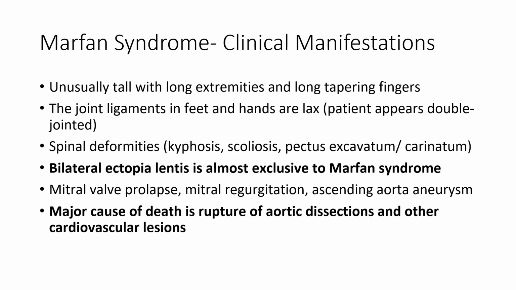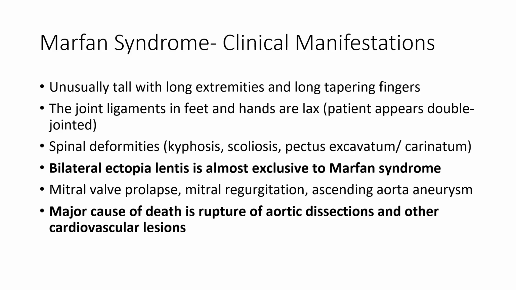Spinal deformities such as scoliosis and kyphosis are common, along with chest wall abnormalities like pectus excavatum and pectus carinatum. Basically, the sternum didn't get the memo about staying flat. One of the most distinctive findings is bilateral ectopia lentis, meaning dislocation of the ocular lens. This is almost exclusive to Marfan syndrome and is a huge diagnostic clue.